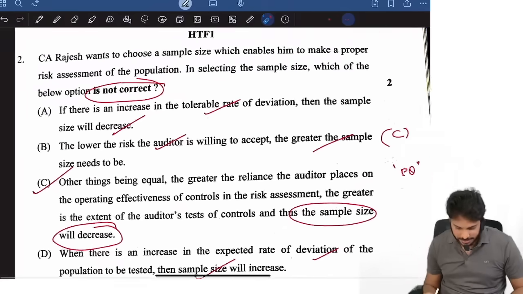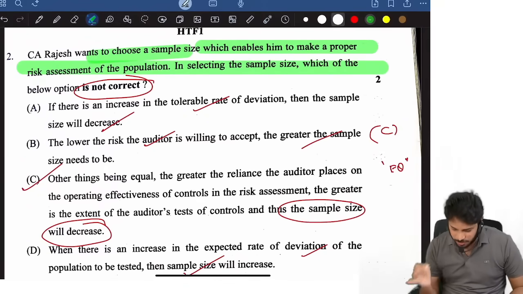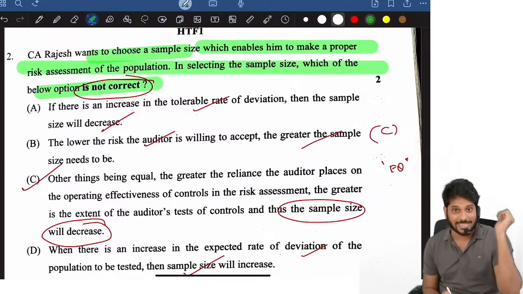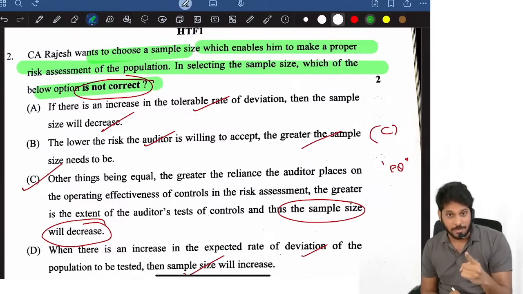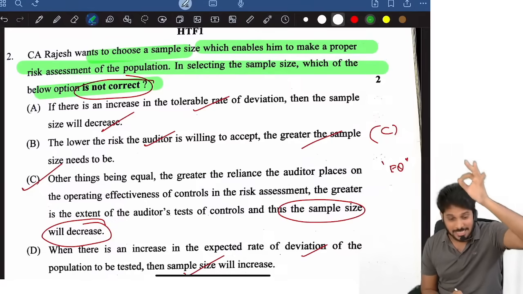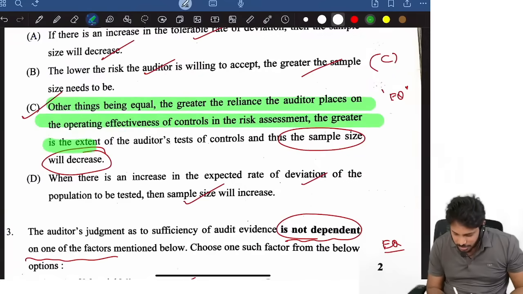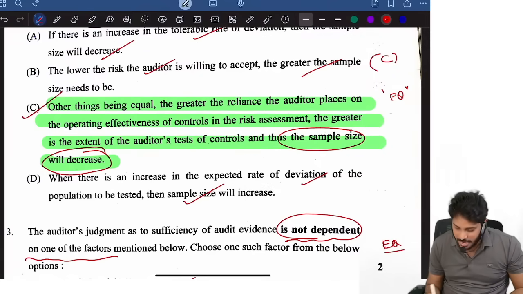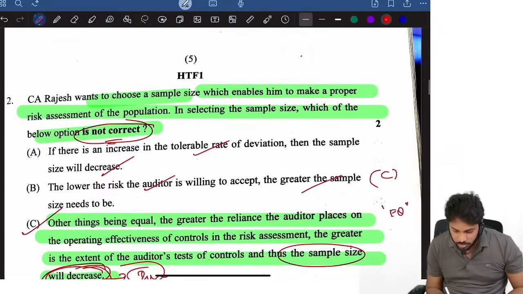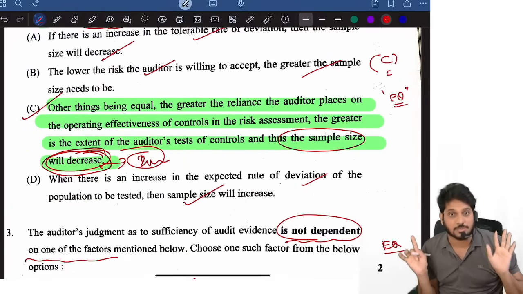Next. Here Rajesh wants to choose a sample size which enables him to make a proper risk assessment of population. In selecting sample size, which is not a correct option? If you see, I have given chart marathon 530, 520, 610. Go inside that, very clearly told in 530: which of the following is not a factor for sample size. That kind of question will come. I told MCQ, exactly it came. Here they said decrease, it's actually increase. The statement is not correct. They are asking which of the following is not correct. Therefore option C. We covered this in expected questions.